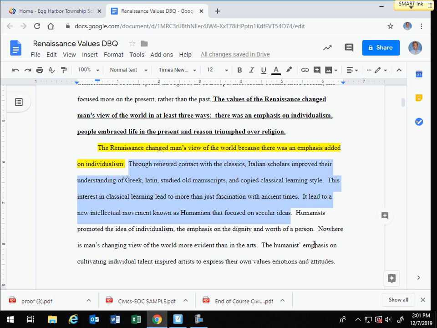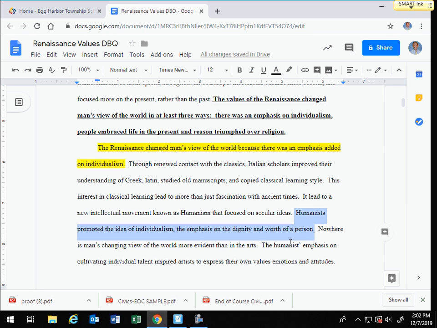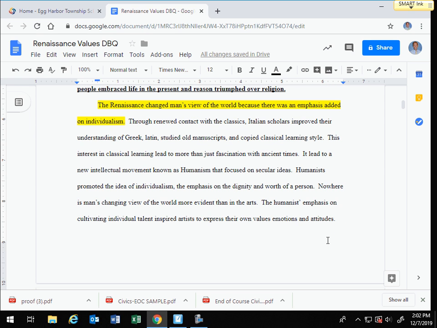So this whole section, these 2 to 3 sentences, provides me with a nice background on the idea of humanism and what it is. Notice we haven't really even gotten to any of the documents yet. We were just talking about what individualism is. Humanists promoted the idea of individualism, the emphasis on the dignity and worth of a person. Notice how this person has identified and defined for me what humanism is and what humanists believe. Cool.